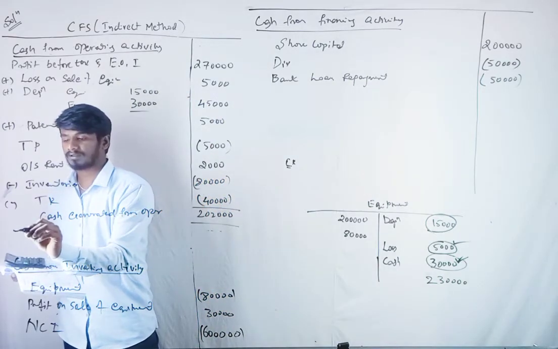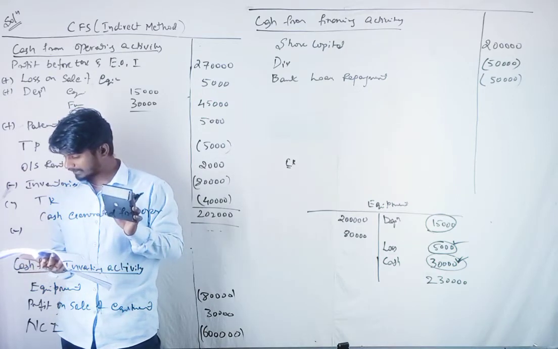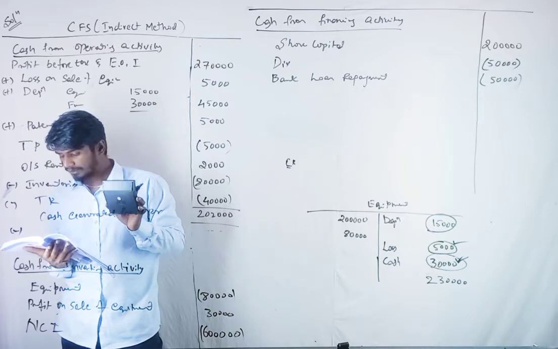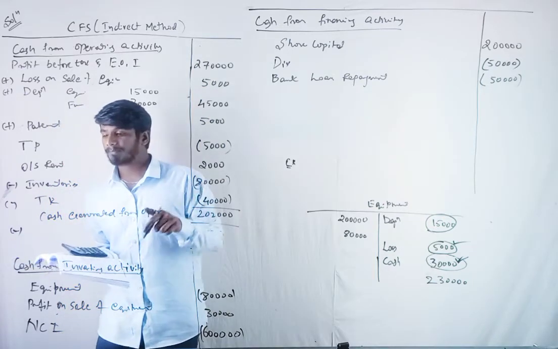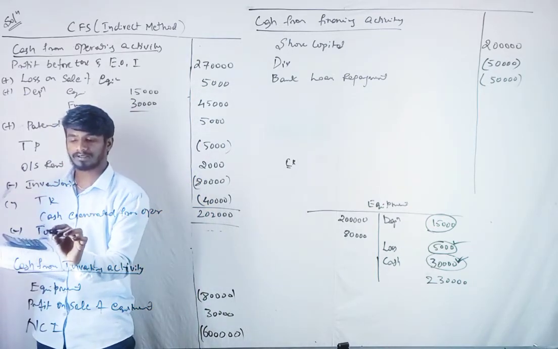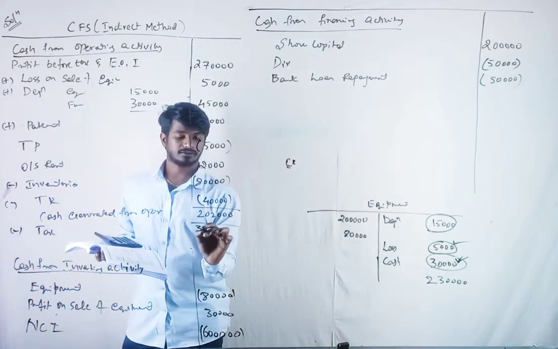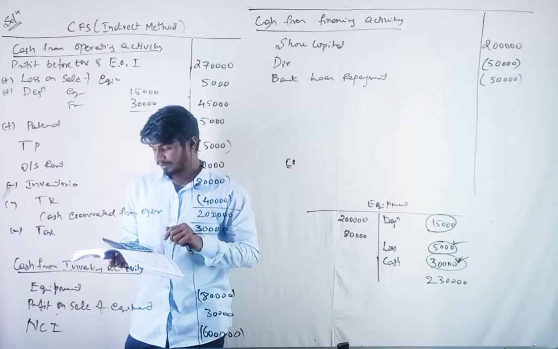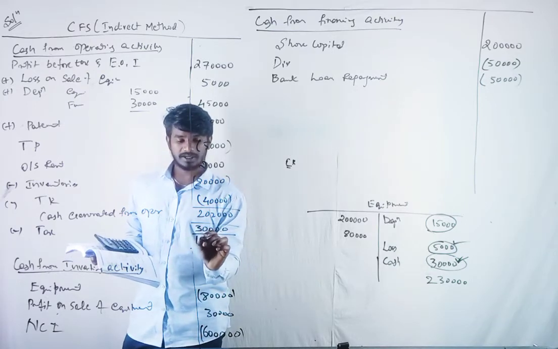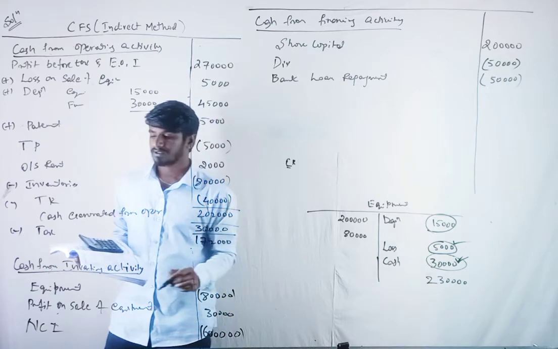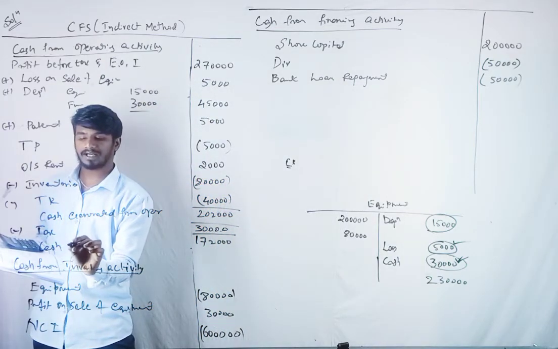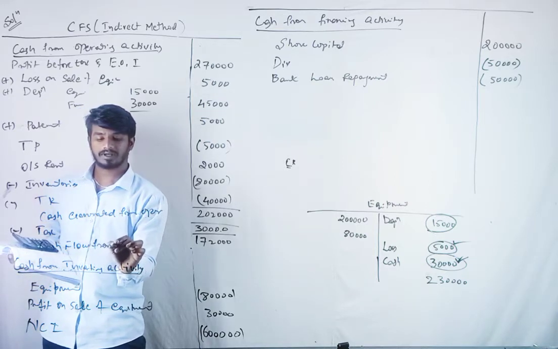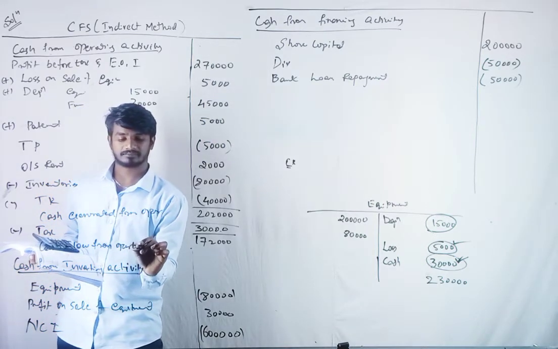Yes. Next we have tax, right? How much? Provision for tax 30,000. 30,000 we have paid. Tax 30,000. If we minus, 1,72,000, 1,72,000 cash flow from operating activity.